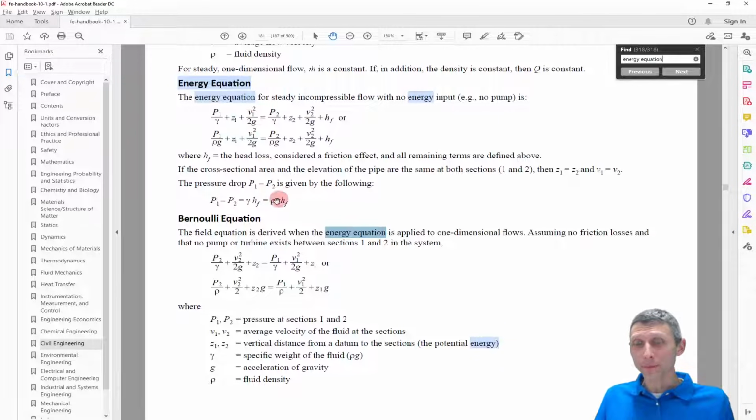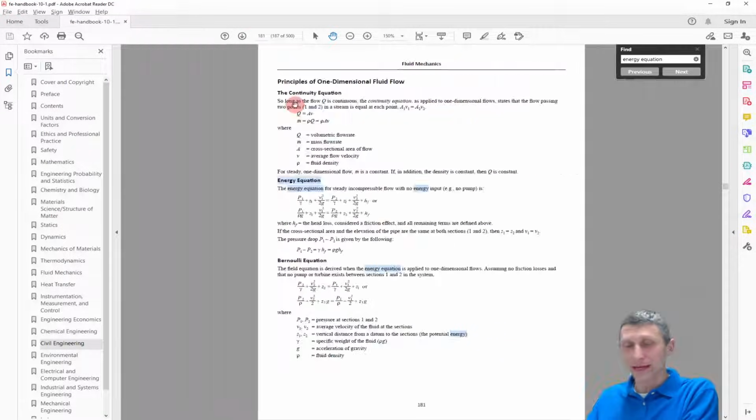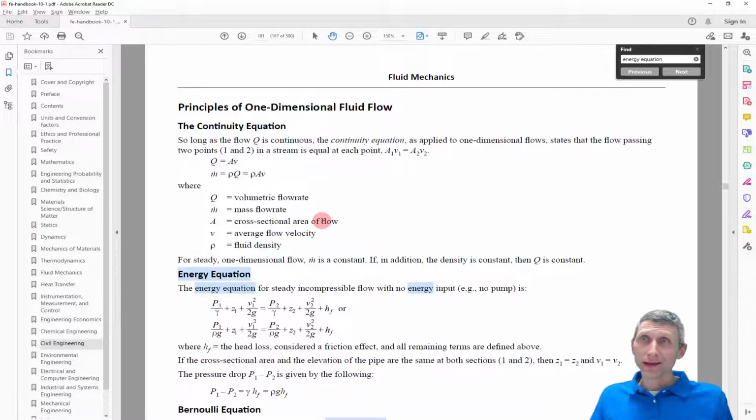Energy equation. It's interesting to note that this goes back into the fluid mechanics section. You can see up here it's fluid mechanics. So it jumps back from water resources, and this is where, if you're looking at that reference handbook, you have to understand some sections are civil engineering, some sections are fluid mechanics, and you have to know where some of these pieces are. So we're going to take the energy equation and use it.